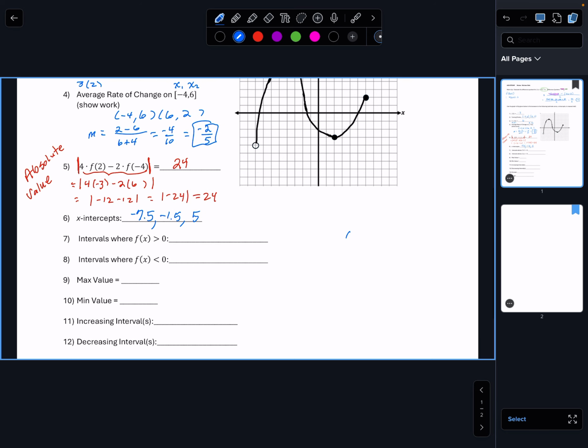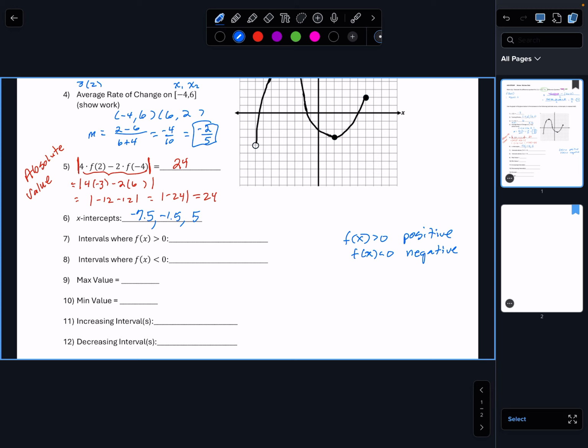And this f of x in number 7 being greater than 0 is just a fancy way of saying what are the intervals where f is positive. In number 8, f of x being less than 0 is just a fancy way of saying where is it negative. So positive and negative intervals.